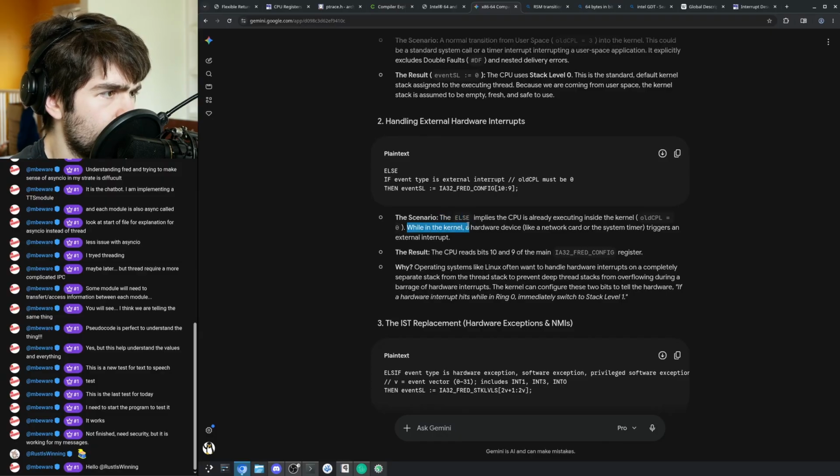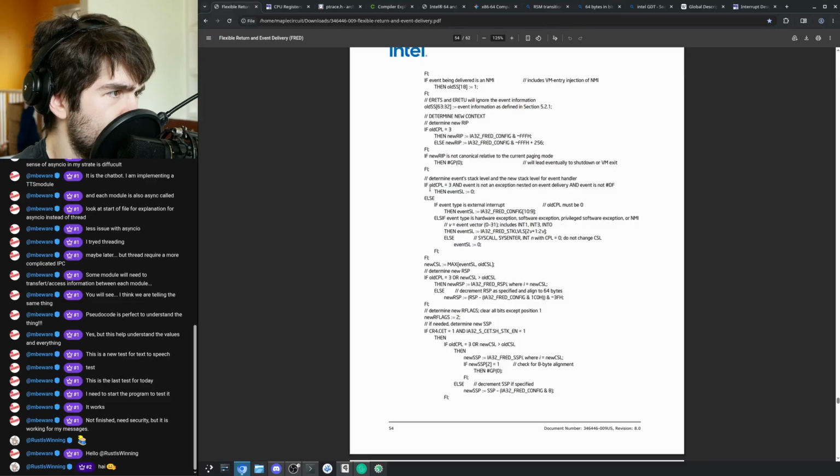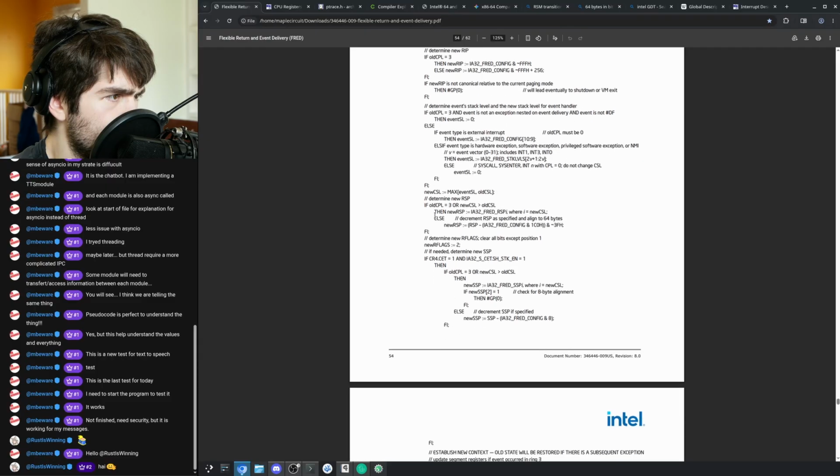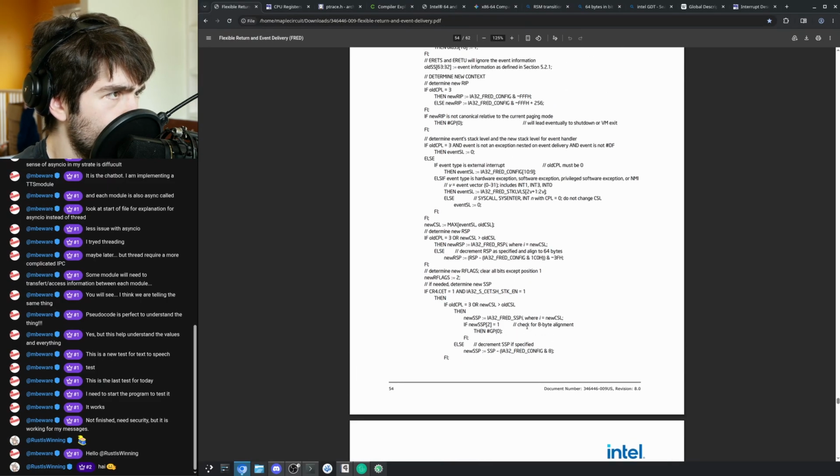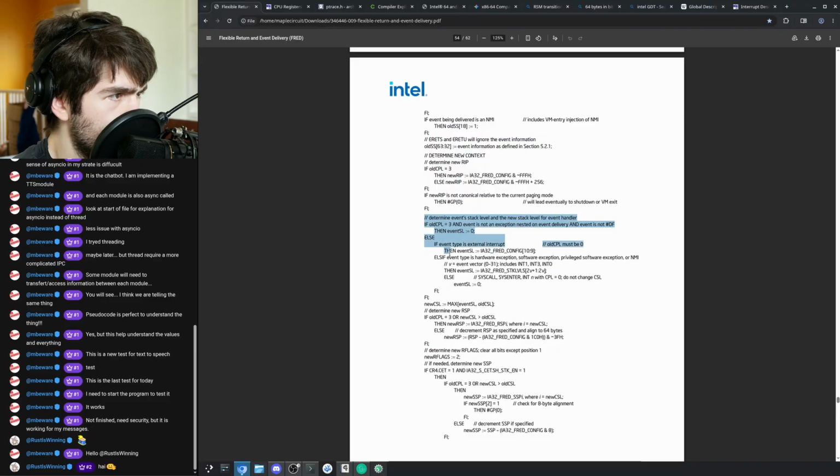While in the kernel, isn't that a bit odd? Because here, if you were to assume that you're inside of the kernel, I'm looking in the wrong place. Okay, wait, what? Am I? Where are we? We're here. Why would we need this part if we're assuming inside the kernel? Wouldn't those always be old CPL equals 0? I guess they need to make sure.